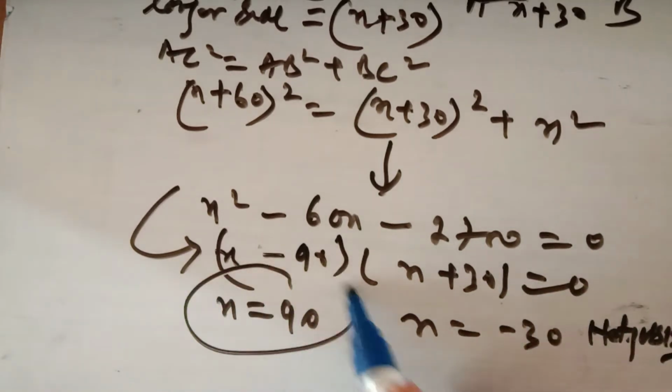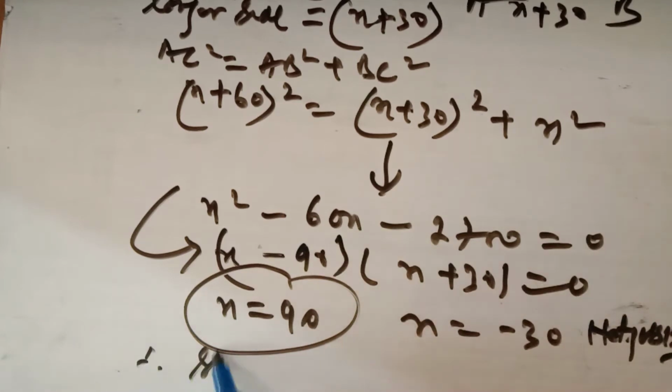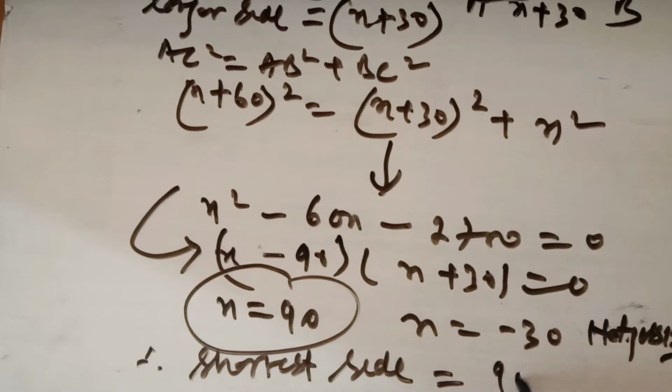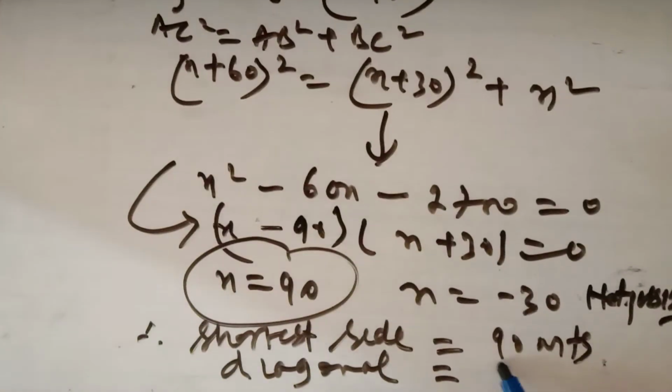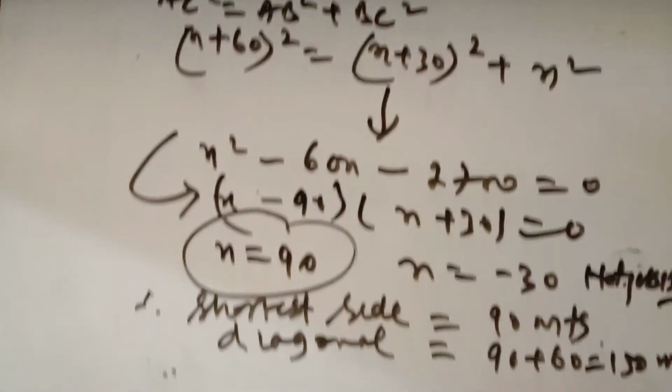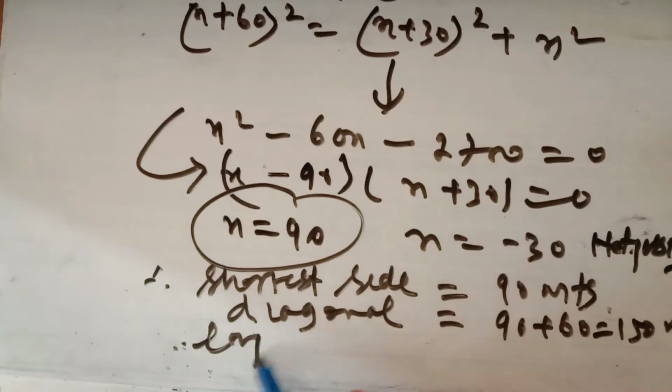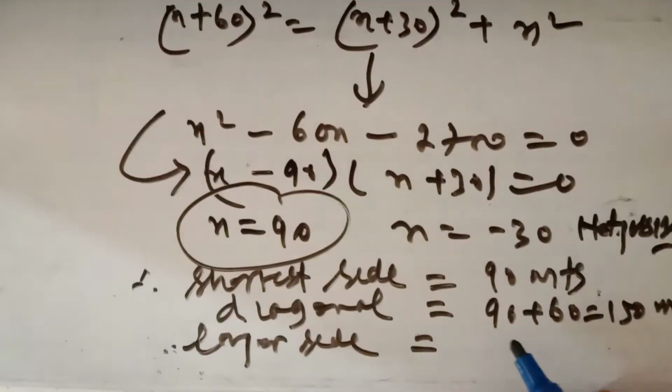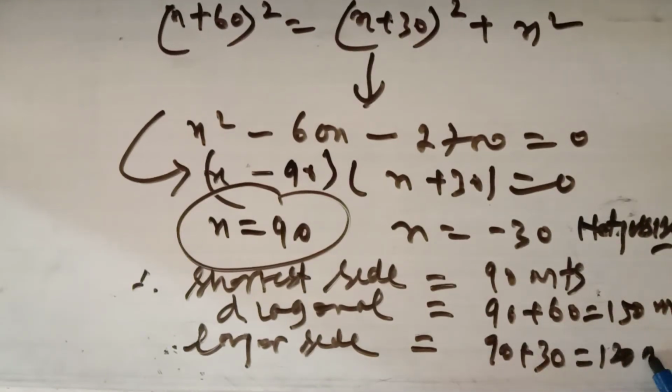So therefore the shortest side X is 90 meters. Now the diagonal is given as 60 more than this, so 90 plus 60, it will be 150 meters. And the longer side is given as 30 more than the shortest side. Shortest is X, 30 more, that is 120 meters.